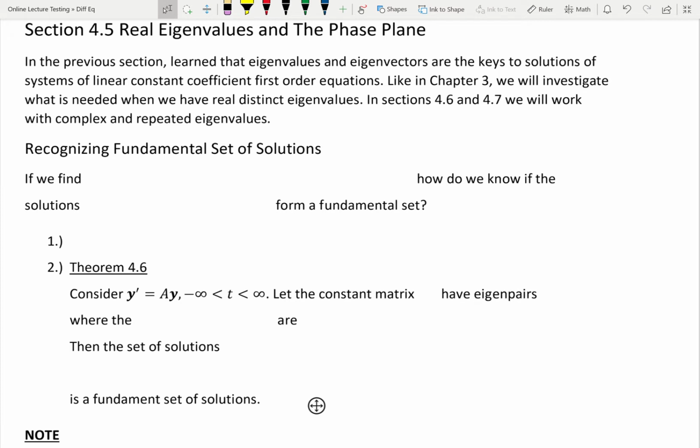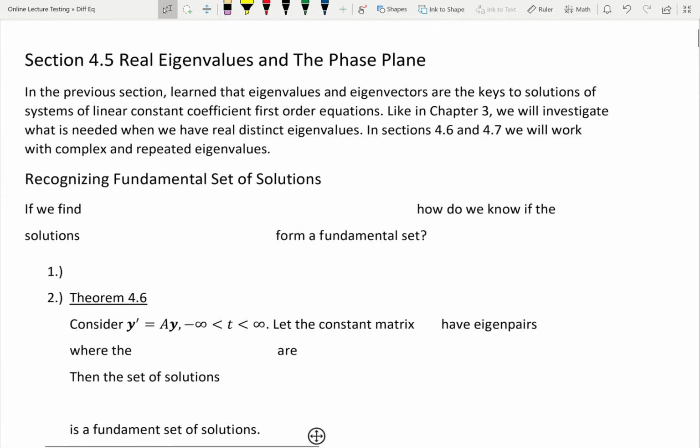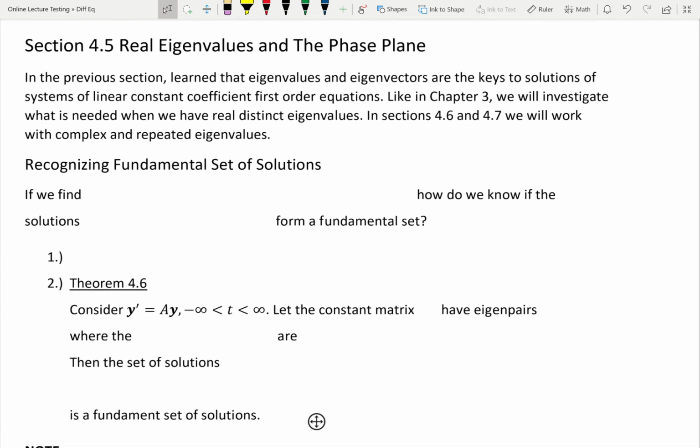So we are going to be covering section 4.5 today, which is real eigenvalues and the phase plane. In the previous section, 4.4, we learned that eigenvalues and eigenvectors are the keys to solutions of systems of linear constant coefficient first order equations. So that was a mouthful. Like in chapter 3, we'll investigate what is needed when we have real distinct eigenvalues.